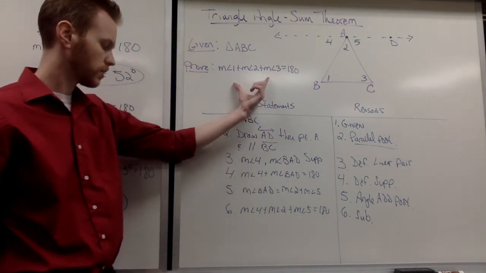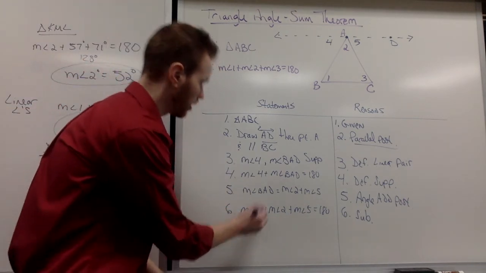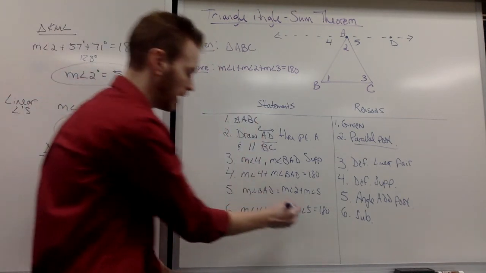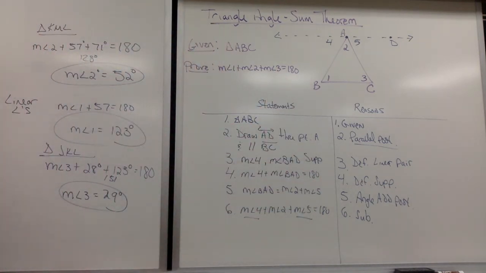Now, here's the cool part. This doesn't look like this. What do I want to get rid of here? I want to get rid of angle 4 and put angle 1 in its place. I want to get rid of angle 5 and put angle 3 in its place, right? Okay, I can do that.